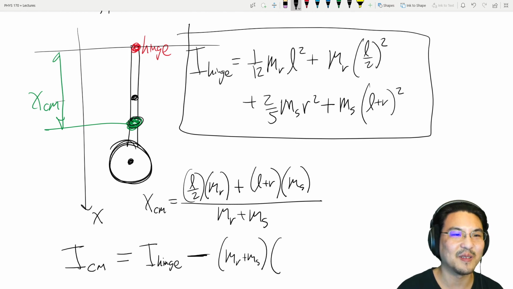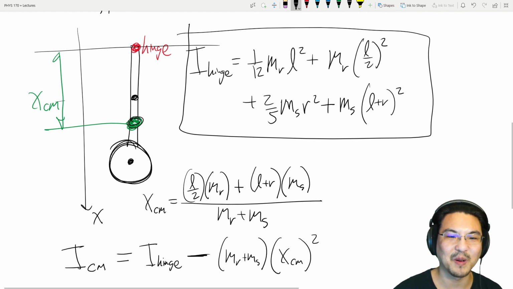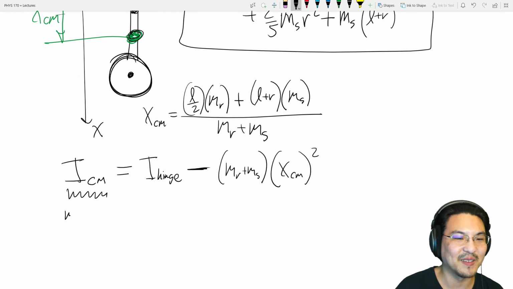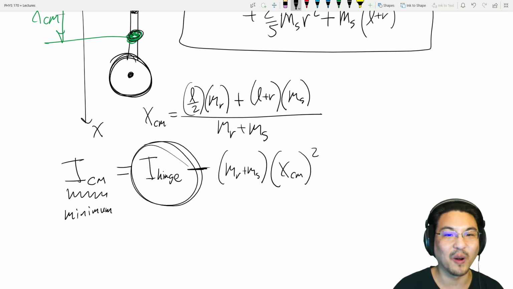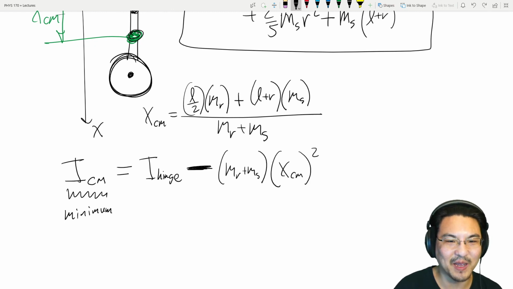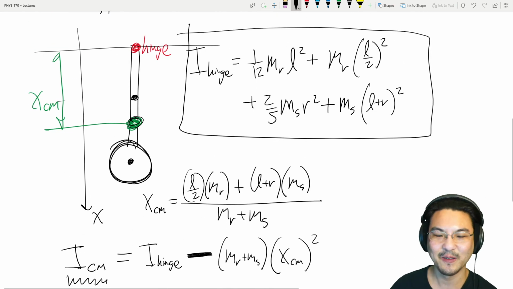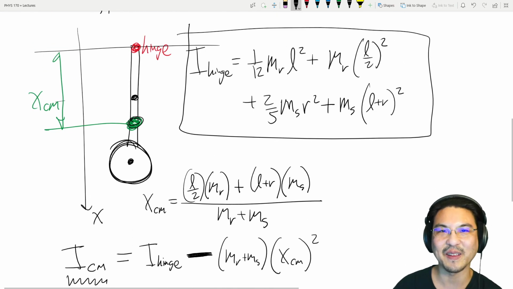times the distance between these two axes squared, which in this example would be this. Okay? So always remember this concept that about the center of mass is a minimum. Anywhere else, it's more. So that's why this is minus. Okay, so practice this as well: finding the center of mass and using the parallel axis theorem. Okay, so I'll see you in the next video.